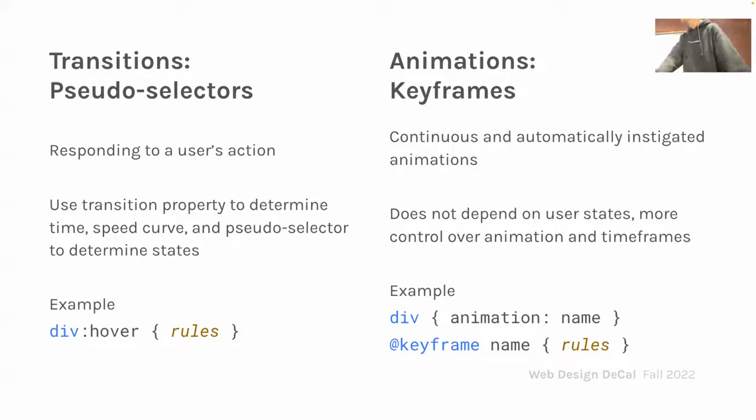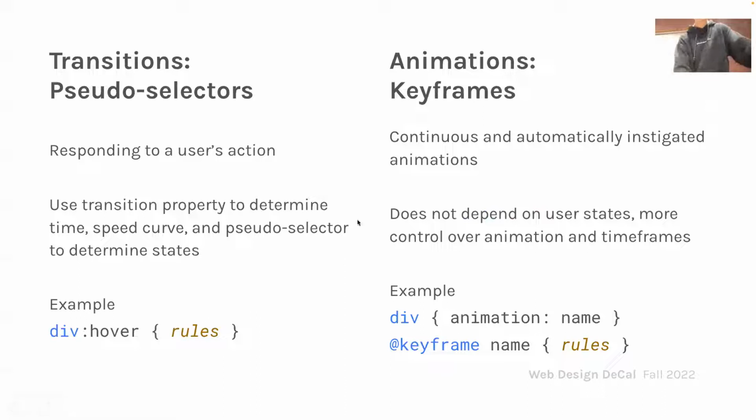Yeah, so as we briefly touched on in the beginning, we have transitions where we use pseudo selectors, and this is mainly used to respond to a user's action. And we have properties to determine other things like states or speed curves. The example that we used was actually hover. Whereas animations just keep going and will happen automatically. Again, the important thing here is it doesn't depend on a user state. It's almost running in the background. But yes.